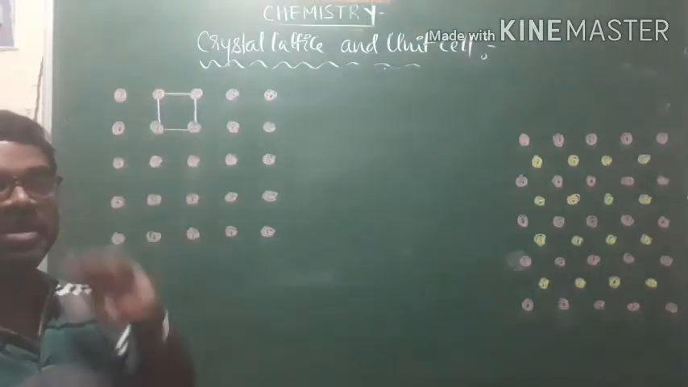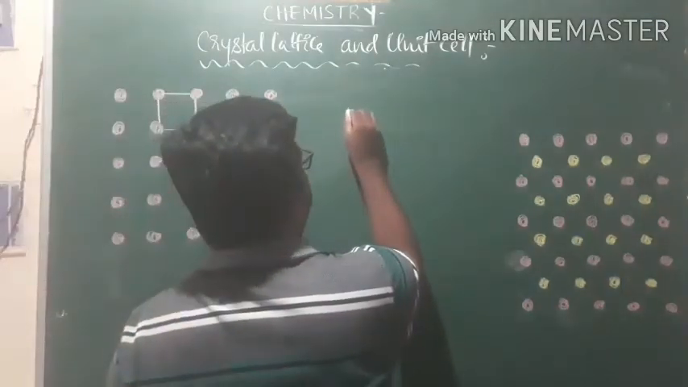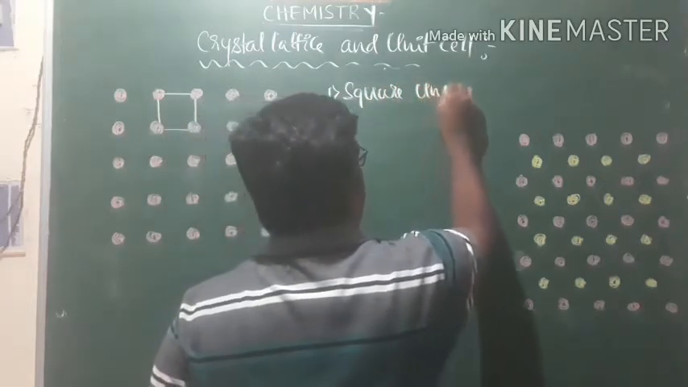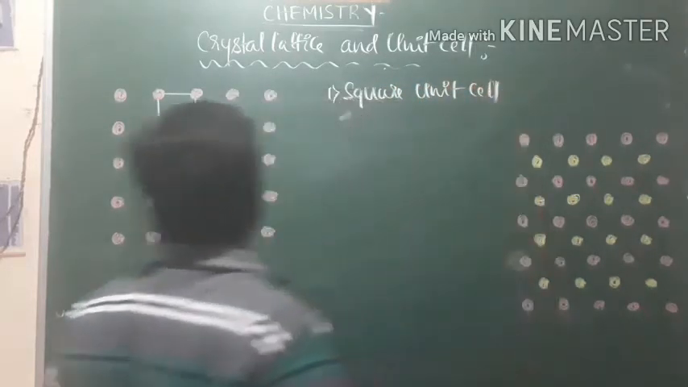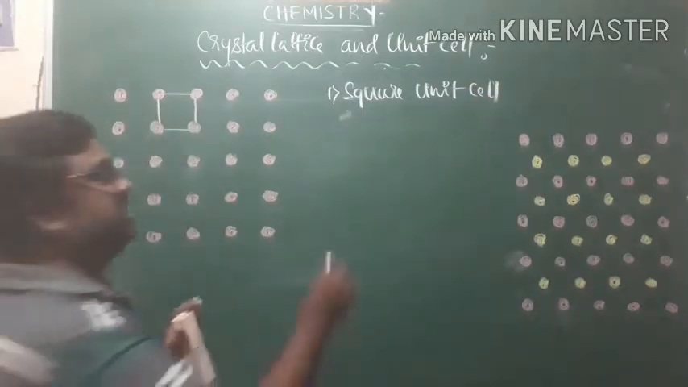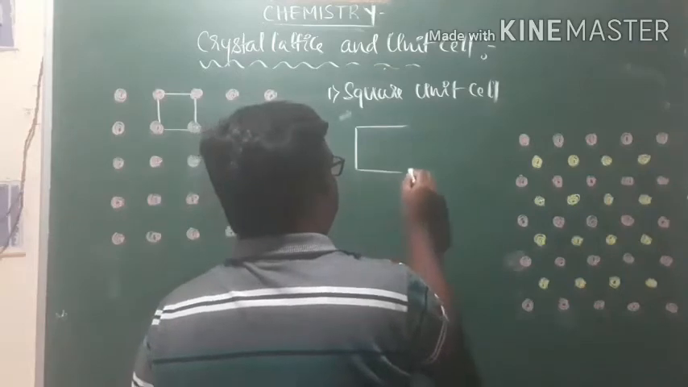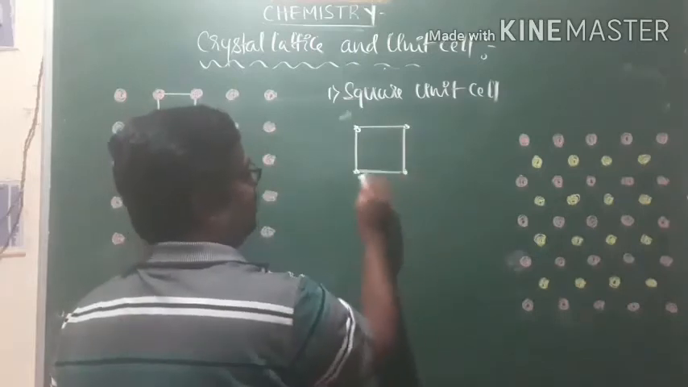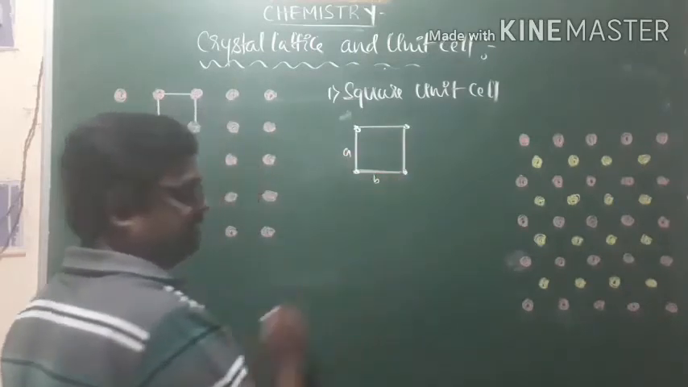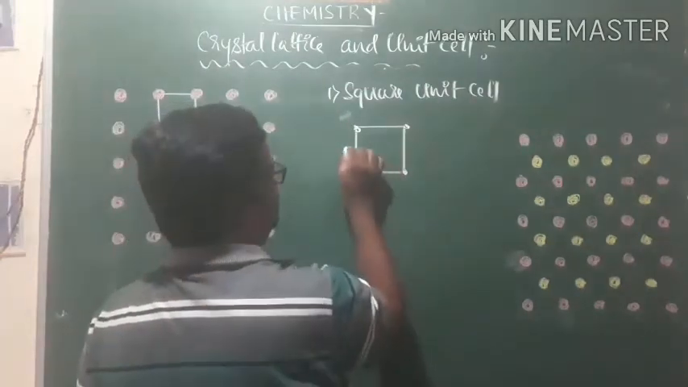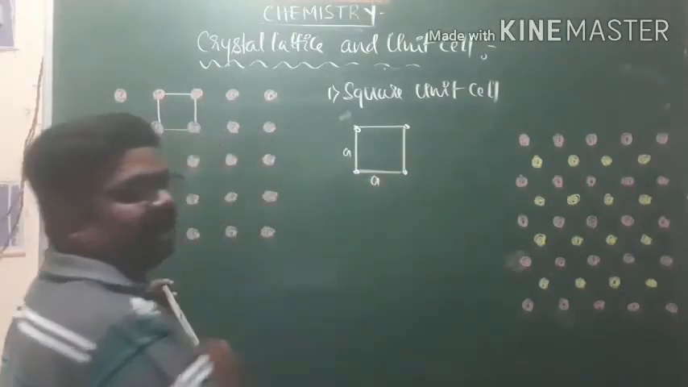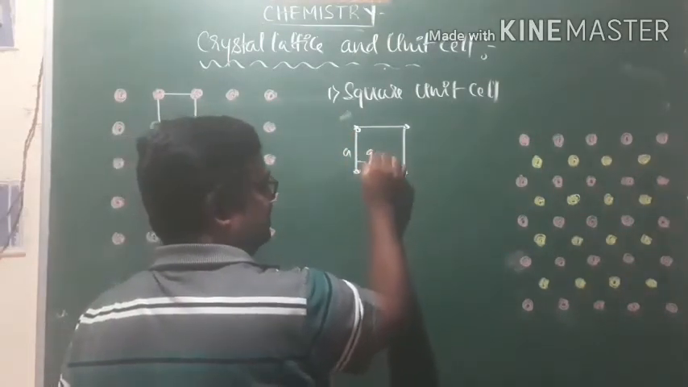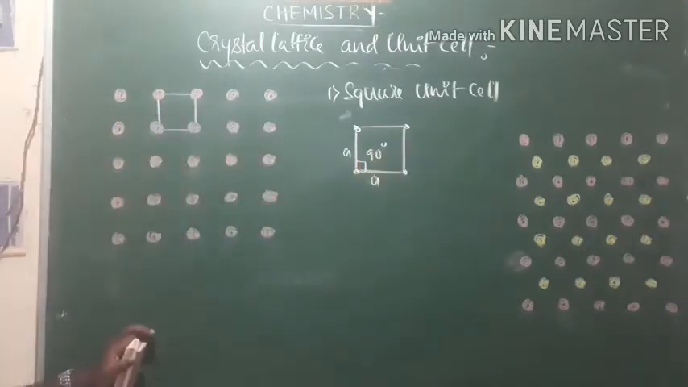In a two-dimensional crystal lattice, one possible unit cell is called the square unit cell. This unit cell is characterized by two properties. One property is the length of the two sides. In the case of the square lattice, both lengths are the same, therefore A and A. The length of this side is A, the length of this side is also A. The angle between the two sides is 90 degrees. That is a property of the square unit cell.